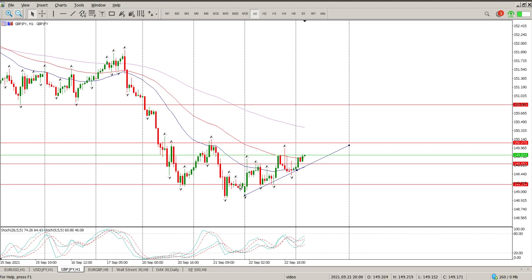We've broken through all the structure here. The next bit of structure is a little bit higher up at 150.070. That may offer something, or alternatively, we're looking at a break and retest of 149.652. So the London breakout strategy, I think, is the way to go.